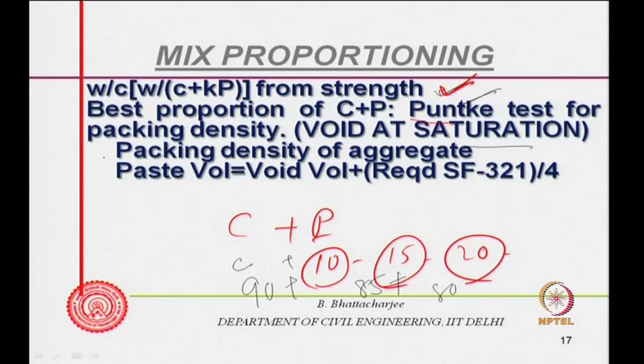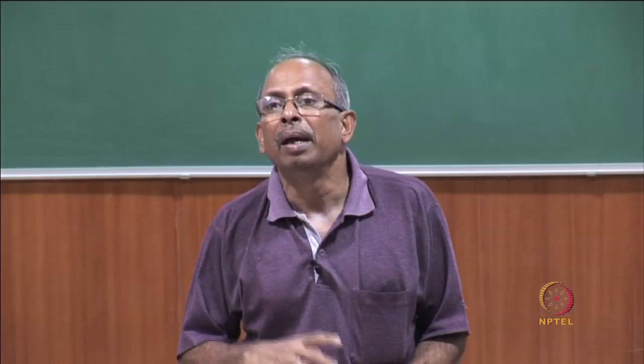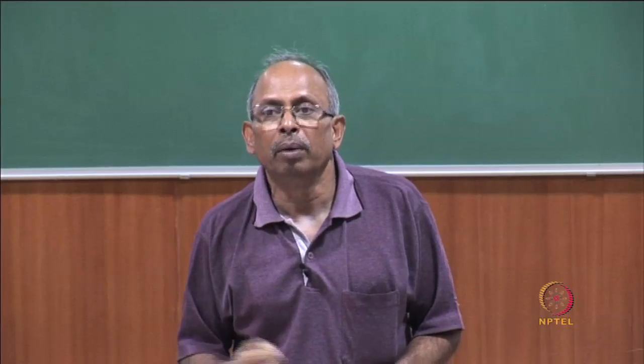for your self compacting concrete. Packing density of aggregate you can measure, which we have talked about. So, paste volume would be void volume plus the extra paste for the required slump flow. This is an empirical formula developed at IIT Madras. The equation may be different, but the idea is that paste volume is void volume plus how much extra paste you need. It would depend upon the required slump flow, but they found it out to be required slump flow in millimeter minus 321 divided by 4.